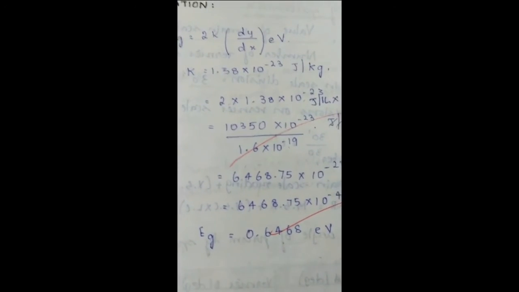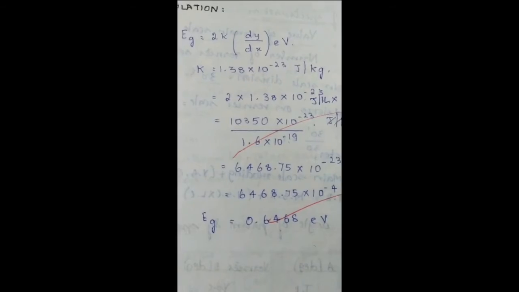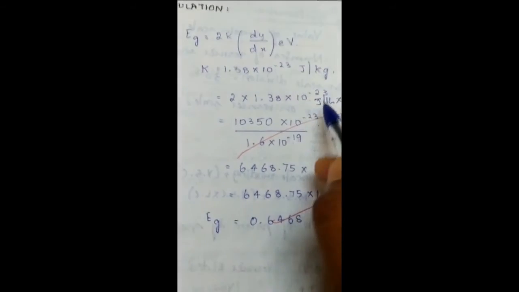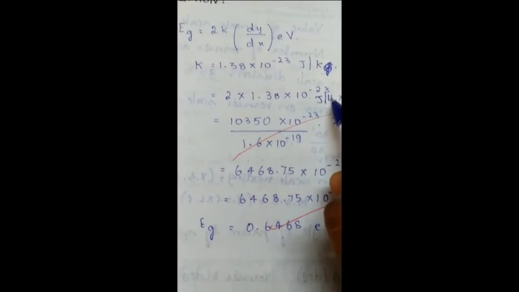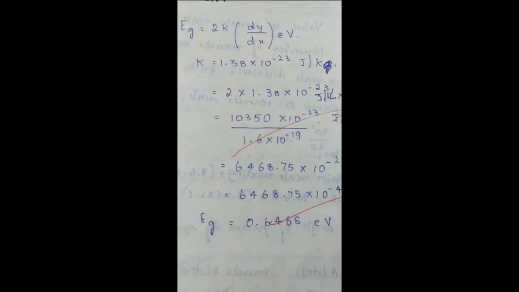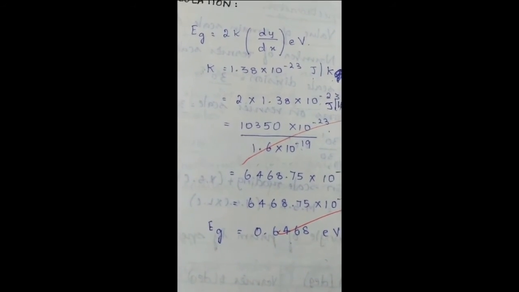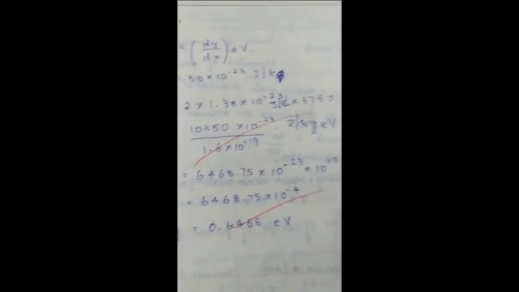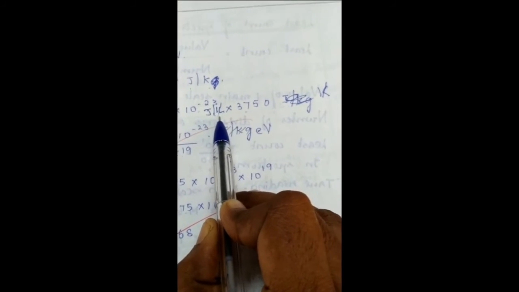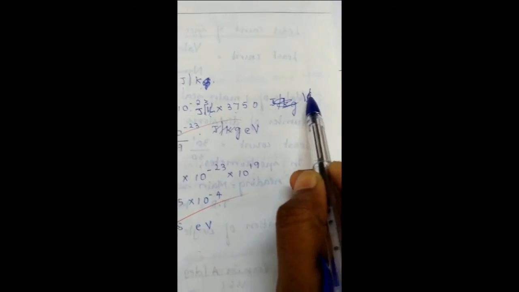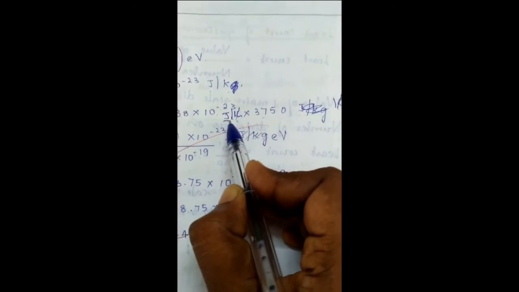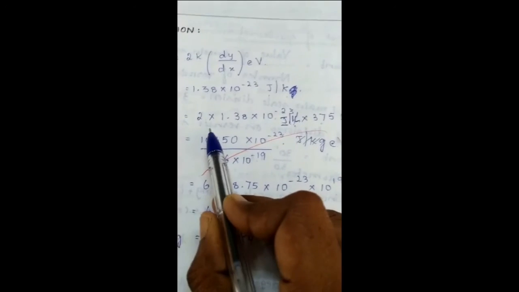So the Boltzmann constant is in joule per Kelvin. It is not joule per kilogram. It is written wrongly. So the value of the Boltzmann constant is actually joule per Kelvin. So 2 into 1.38 into 10 power minus 23 into our value of dy by dx in Kelvin. That Kelvin and this Kelvin in the denominator of the Boltzmann constant will get cancelled with each other. So what we are getting for Eg is in joules.